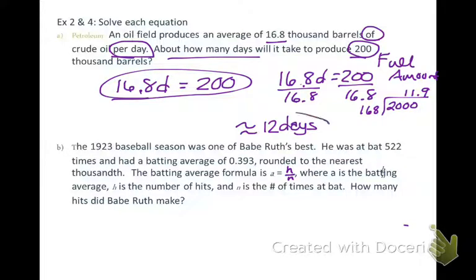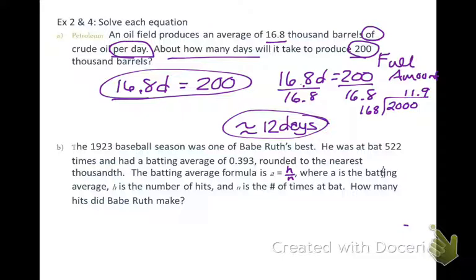You don't want to round it down. Even if you have 11.3, if I only did 11 days, I still wouldn't get 200,000. So I would have to round it up to get what I needed.